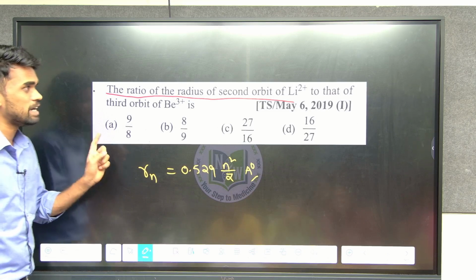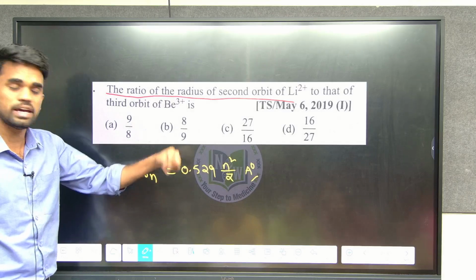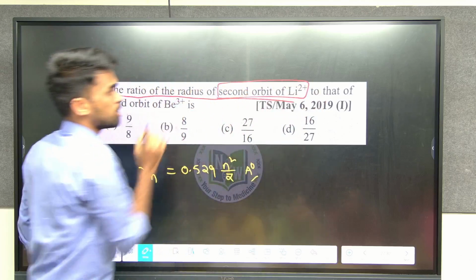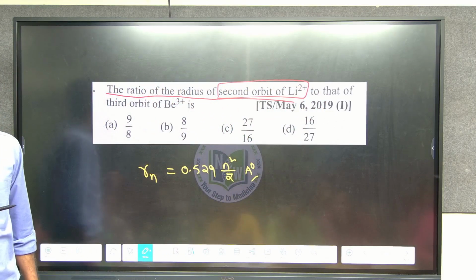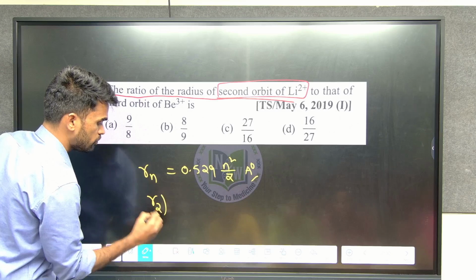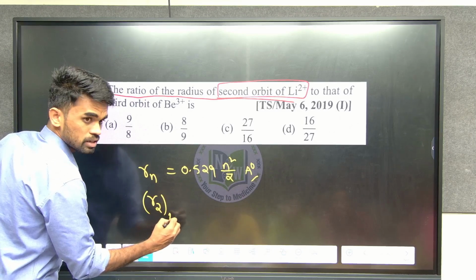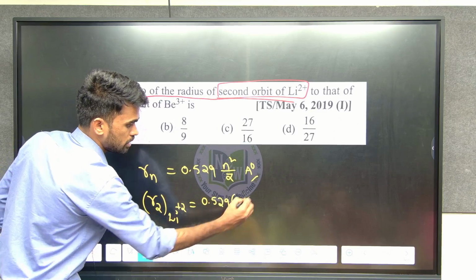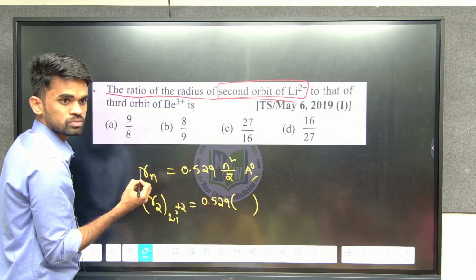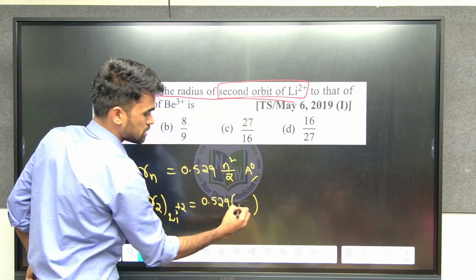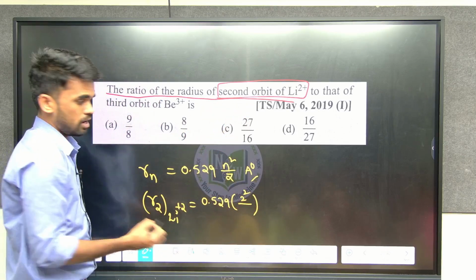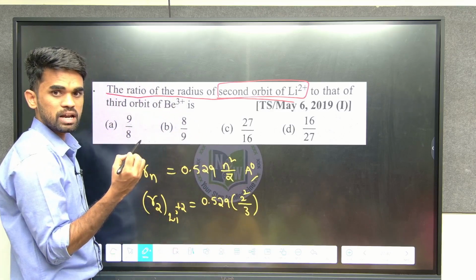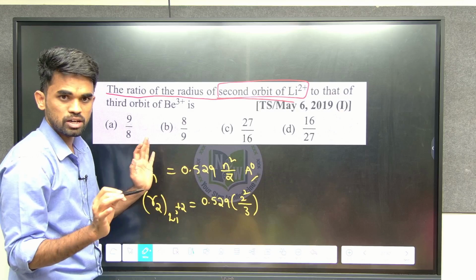Now tell me, what is the radius formula? 0.529 n square by Z. Now what are they asking? They are asking about the second orbit of... how can you do this? R2 of what? Lithium plus 2. So how can you write 0.529 into n value? Second orbit means 2 square. Z for lithium is 3, the atomic number is 3. That's it.